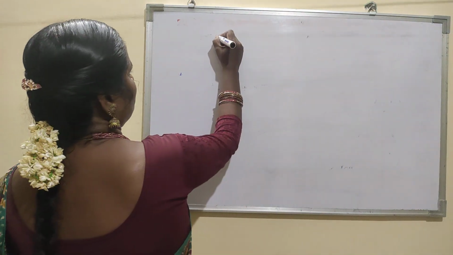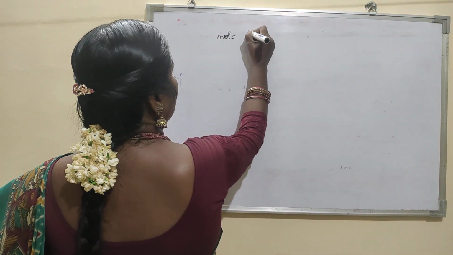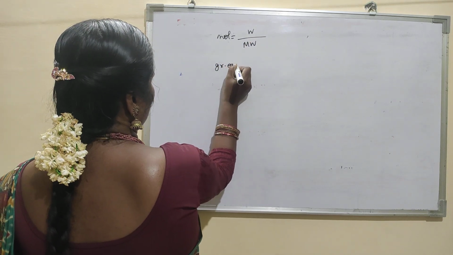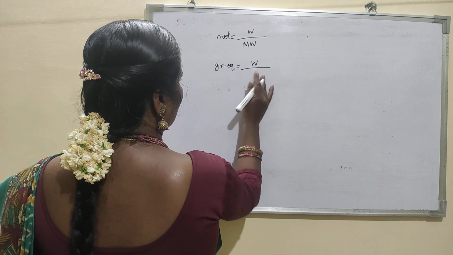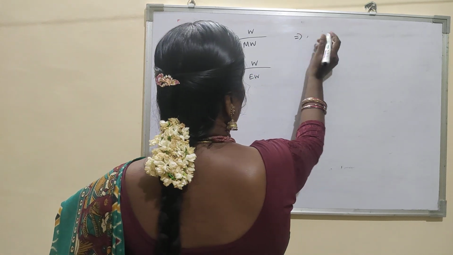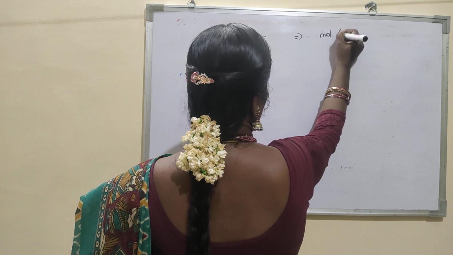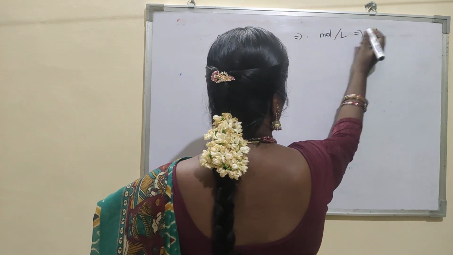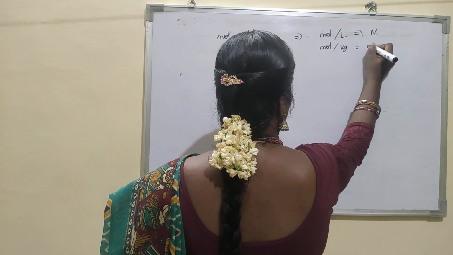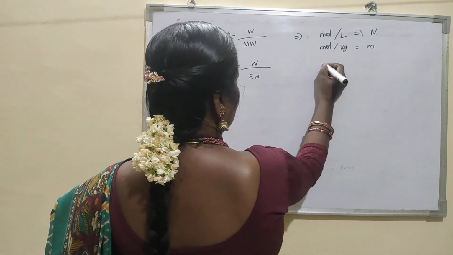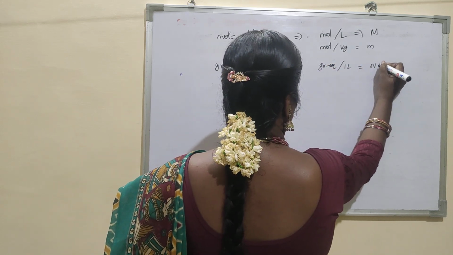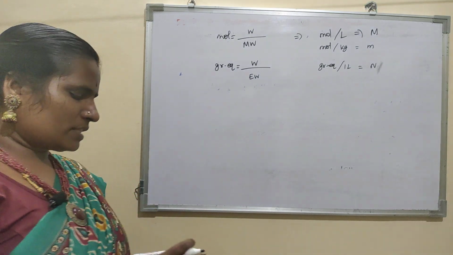So what is mole? Mole is given weight by molecular weight. What is gram equivalence? Given weight by equivalent weight. When you dissolve moles in a liter, that's called molarity. When you dissolve moles in a kilogram of the solvent, that becomes molality. When you dissolve the gram equivalents in 1 liter, that becomes the normality. So this is the connection.